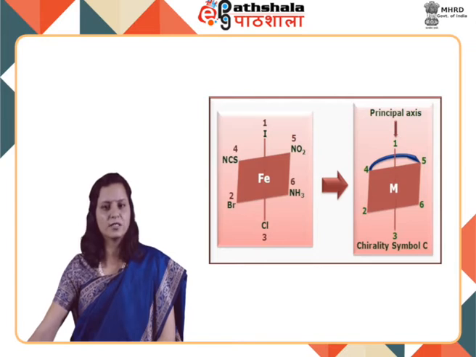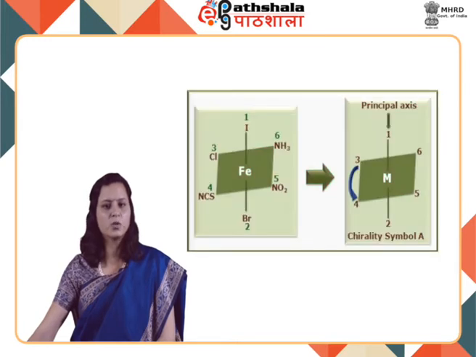The reference axis for the complex shown here will be containing iodide and chloride ligands. According to the rules, rotation is clockwise, thus the structure is assigned the symbol C. Another isomer of the same complex is shown here.